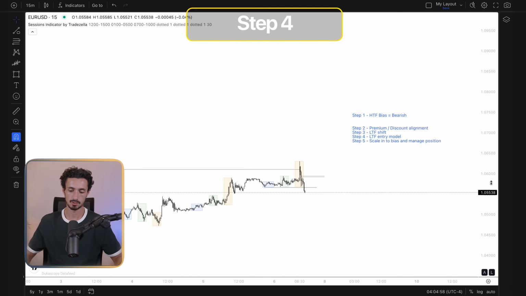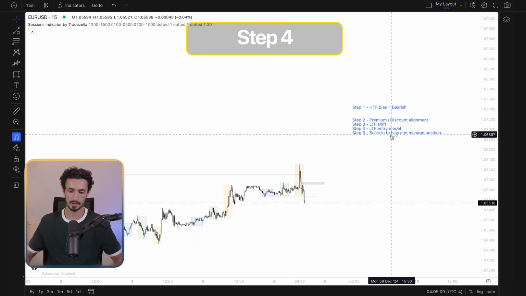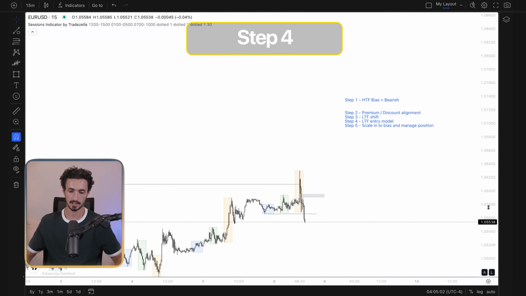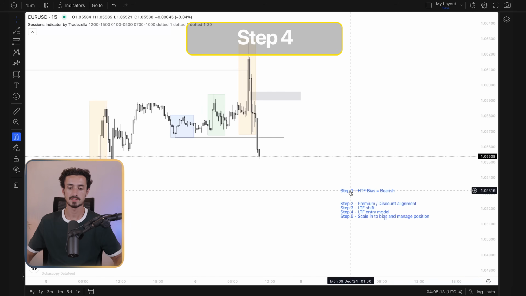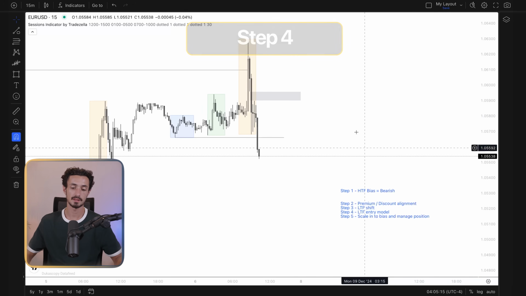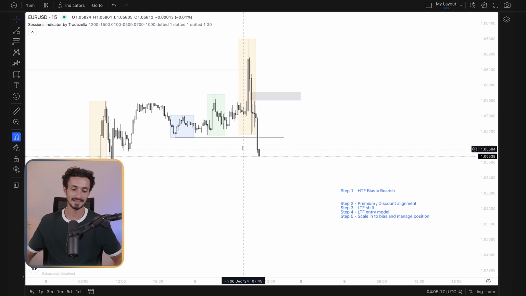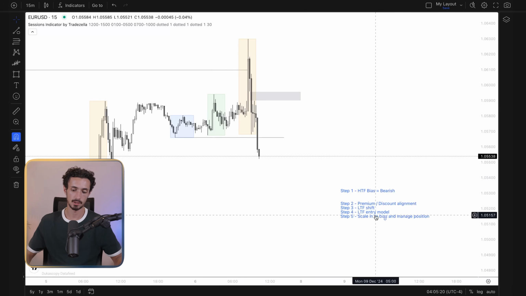Which takes me on to step number 4, which is a lower time frame entry model and how we get into price. We've got a higher time frame bias that's bearish. We're in the premium and discount level. We've had now a lower time frame shift. Now we have a lower time frame entry model. A lower time frame entry model can be pretty much any run on liquidity into a fair value gap, into an order block, a breaker block, or even an inverse fair value gap. A run into any of those on this 15-minute time frame is what we're looking for.